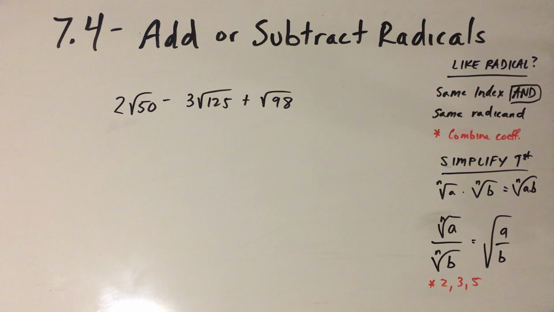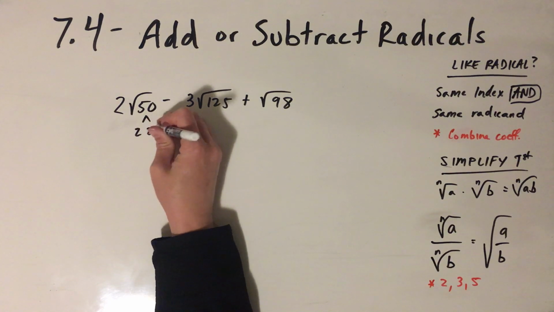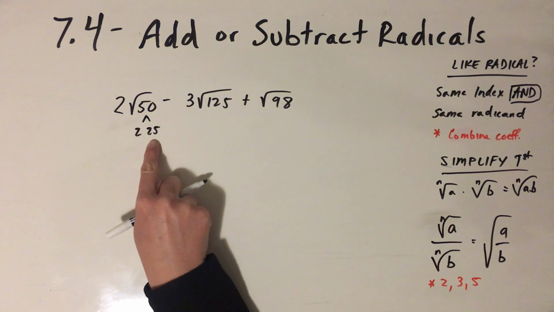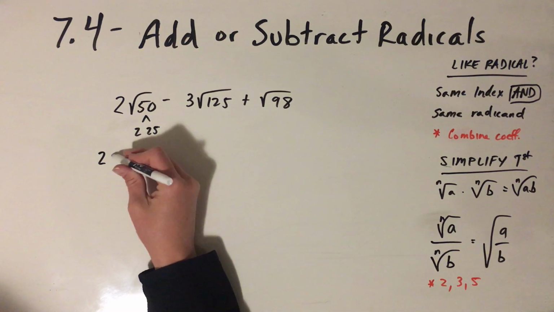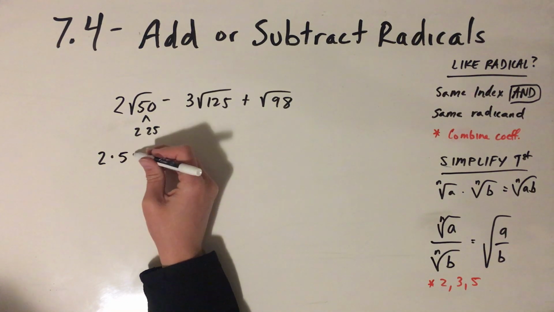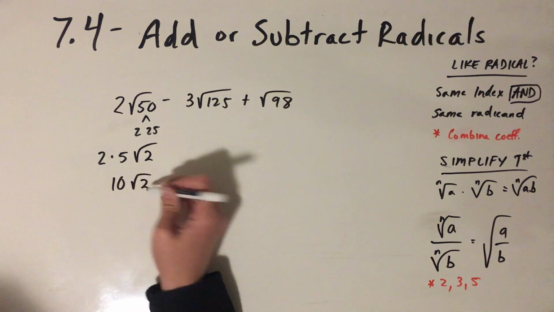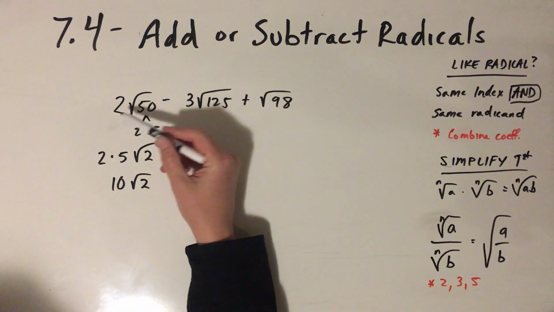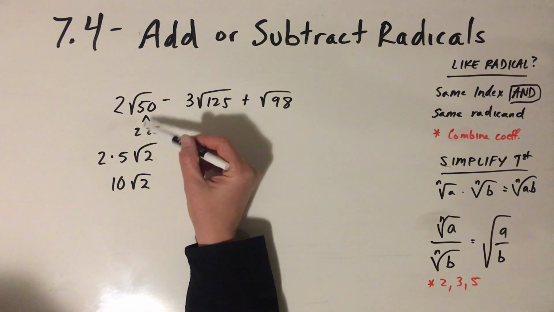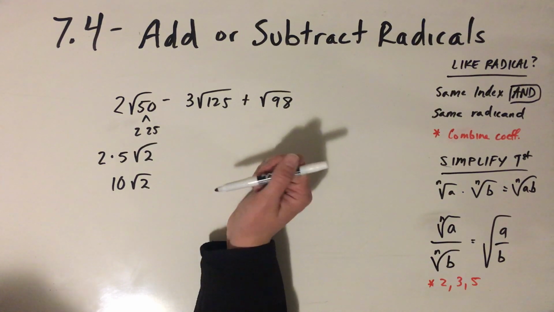All right, so hopefully, again, you're going to take this 50 and break it down to 2 and 25 because 25 is a perfect square. There's already a 2 out here, so when I bring the 5 out, that's a perfect square. This 2 is going to stay under, so I will have 10 root 2 here. So this 2 came down, this 25 came out to this 5, and this 2 stayed under.